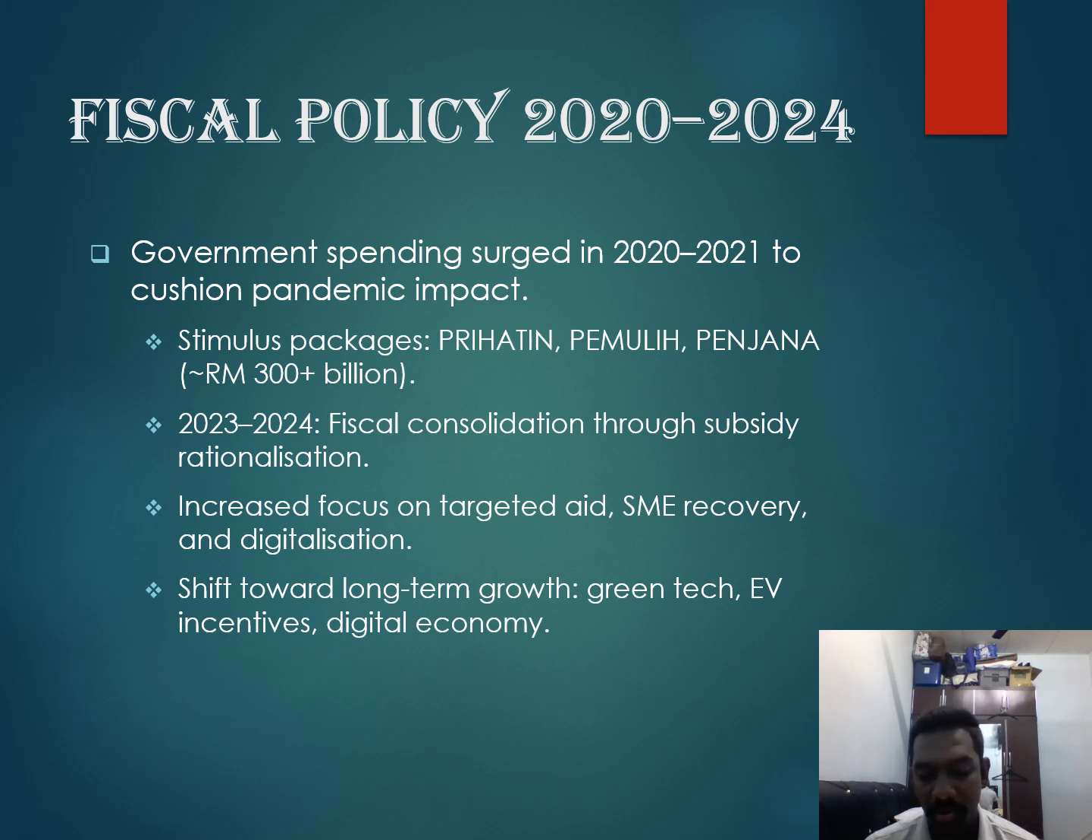By 2022 to 2023, the focus shifted to fiscal consolidation, reducing the deficit by cutting blanket subsidies and replacing them with targeted subsidies. In 2024, Malaysia introduced policies supporting long-term growth such as EV tax incentives, green technology financing, and support for the digital economy through MyDigital and SME grants for automation.